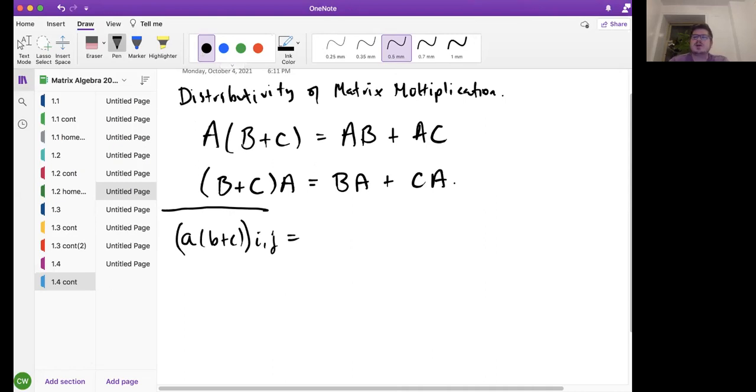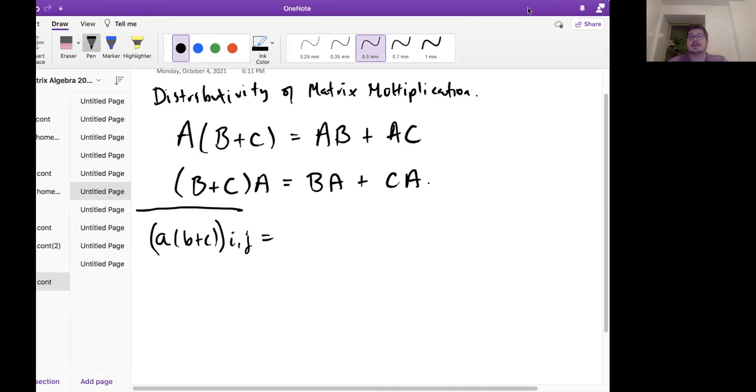So that was the hardest property to prove, associativity. But all the other ones are easier. So let's think about distributivity. If you're multiplying a matrix by a sum of matrices, it's the same as just taking the product and distributing the product inside parentheses.